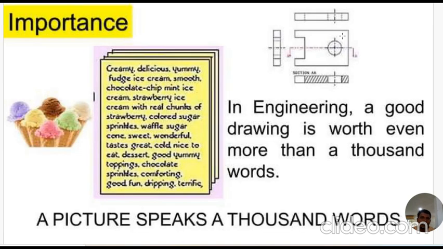What is the importance of engineering drawing? One good drawing speaks thousands of words. In engineering, a good drawing is worth even more than 1,000 words. It communicates to others, meaning trained persons. If a trained person is shown this image, he can understand complete information about this picture.